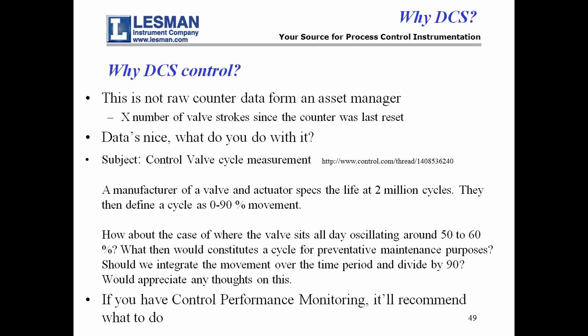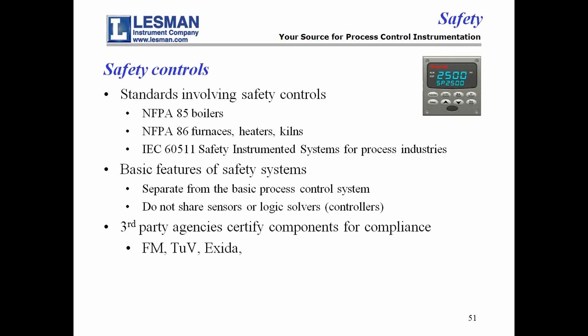We're going to move into safety controls now, and safety generally has standards behind it. The ones that might be familiar to our audience here are NFPA 85 for boilers, 86 for furnaces, kilns, and heaters, and the 61511, whichever one it is, for safety instrumented systems. But this is where we're getting into things that can catch fire and blow up, and there are standards that define what should be done in order to minimize the risk of that happening.